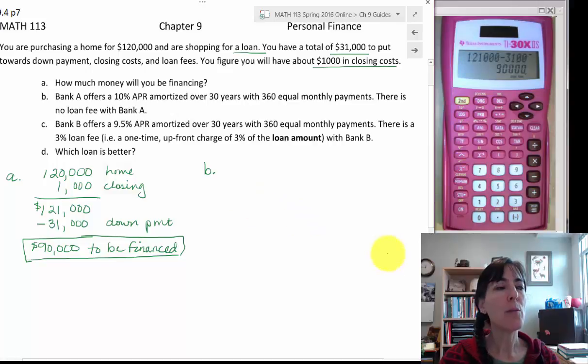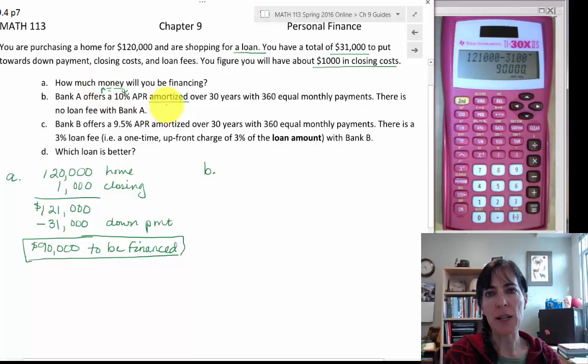B. Bank A offers a 10% APR amortized over 30 years with 360 equal monthly payments. There is no loan fee with Bank A. Well, Bank A offers a 10%, so that looks like my rate is 10%.